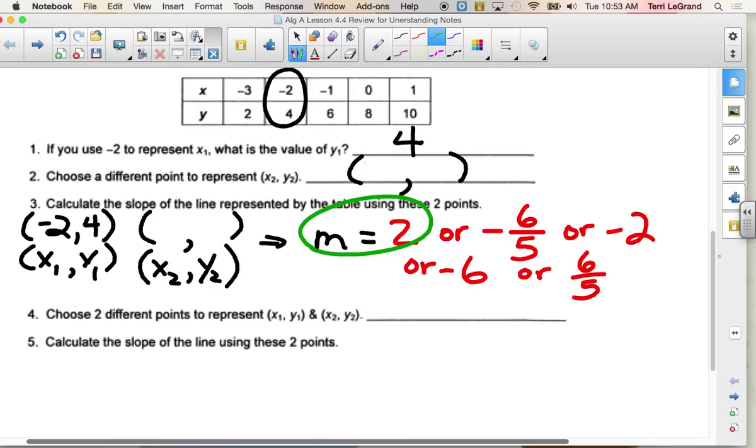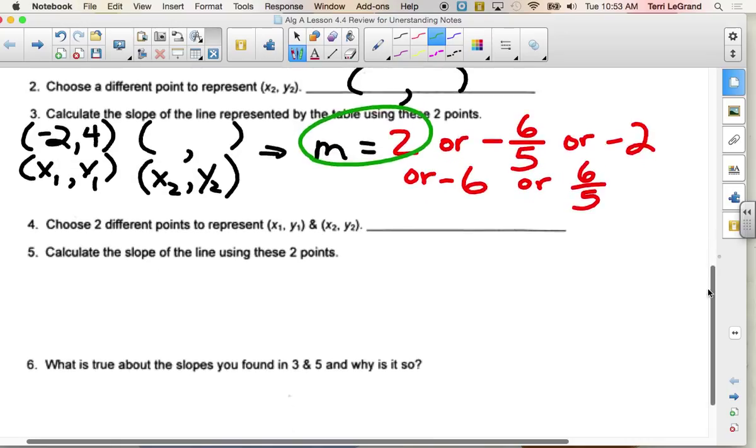Okay, right now you need to figure out where you made your mistake. If you didn't get m equals 2, you don't get to move on. Those of you who did, you're ready to move on, you're going to pick 2 other points. You have to pick 2 completely different points and do numbers 4 and 5. So after you find your mistake, you actually literally find it and legitimately get a positive 2 slope, then you can move on to using 2 more points.